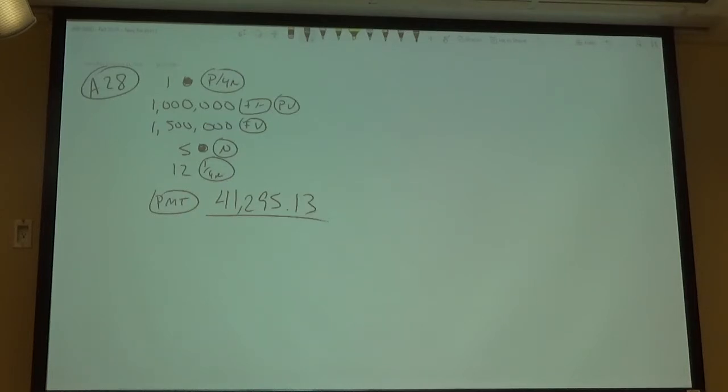$41,295.13. That's the hard part. So the way to think about that, it's a simplified version, but if you bought this thing for $1 million and you're selling it for $1.5 million over a 5-year period, and your rate of return is 12%, you're saying over the course of the year you've got to generate that, divide that by 12, and say, okay, there's the monthly rent I need to charge my tenants. So there's some real value in beginning to think about the logic of why these are important.